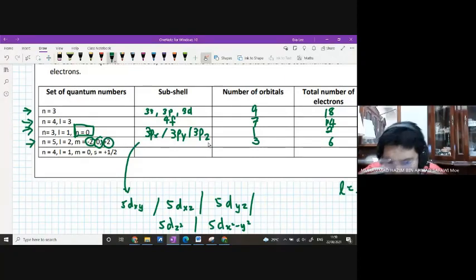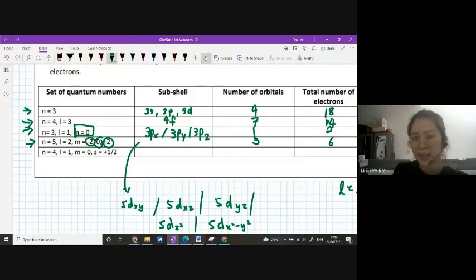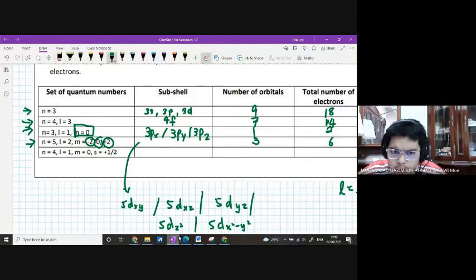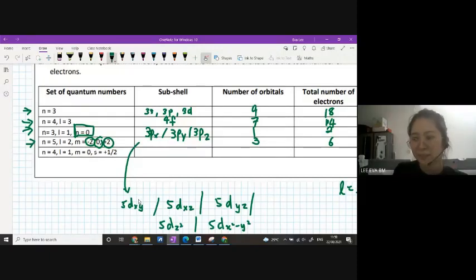Z square. Yes, z square. And then sebelah tu 5D X square minus y square. Yes. Next. Tak, picture minus dalam y square ada. Dalam nota ada. Nanti Madam explain ya. Awak catat dulu.